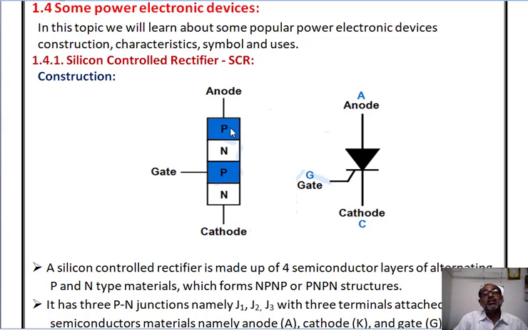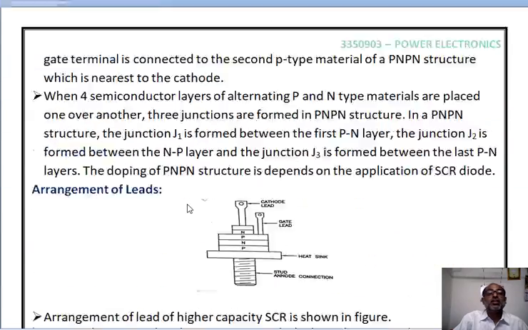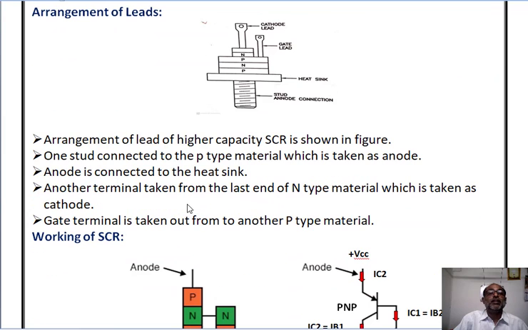Now the flow of conventional current from anode to cathode is controlled by the gate terminal. So this is the construction of the SCR. Now the arrangement of leads. The arrangement of leads for higher capacity, that means an SCR designed for higher power capacity, is shown in this figure.